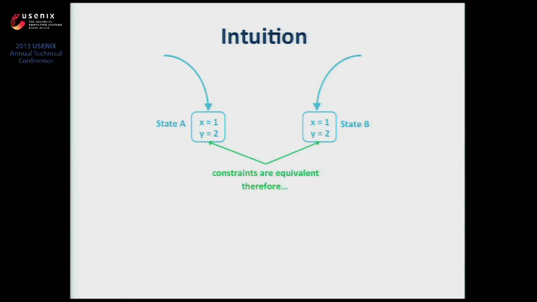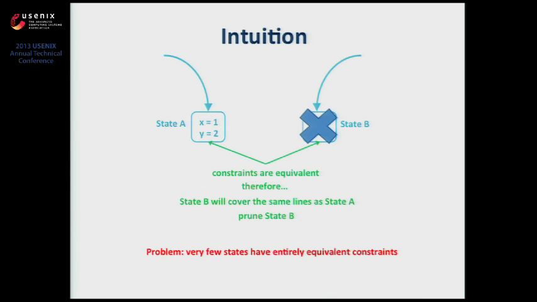Again, the constraints are equivalent. So what can we conclude from that? We can conclude that state B will cover the same lines as state A. This is great, because if we find that this is the case, we can just get rid of it and not have to worry about exploring it. That allows us to avoid doing a lot of extra work. Now the problem is that there are very few states that have entirely equivalent constraints. I mean, these two states happen because they follow two different paths, so it's almost always going to be the case that they're different.